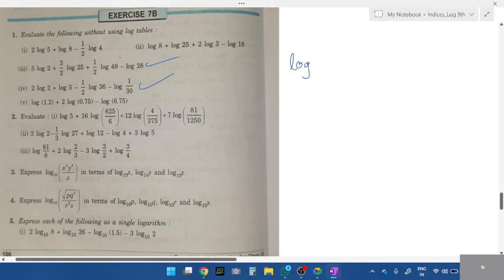Can others answer? What is the value, students, if 5 log 2 is given? Is it 5 square or 2 to the power of 5?